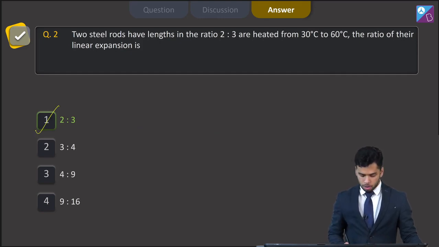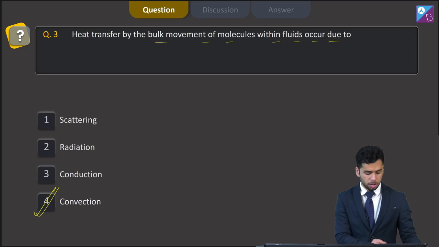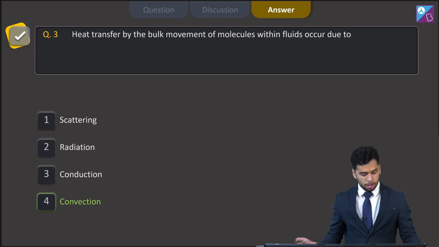Okay, now moving forward to question number 3. Heat transfer by the bulk movement of molecules within a fluid occurs due to. So the heat transfer which occurs due to bulk movement of molecules within a fluid is known as convection, right? So the correct answer to this question becomes option 4, and it has been verified by the answer slide as well.